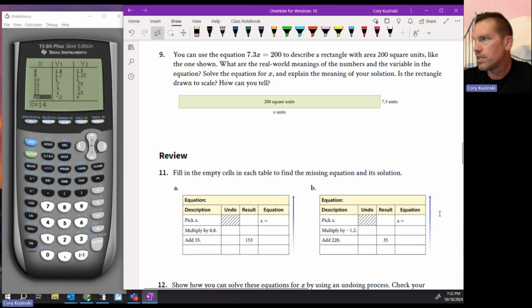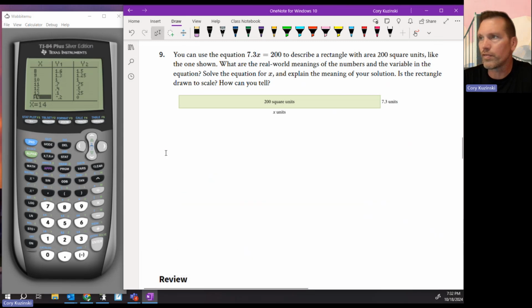All right, last one, number 9. This is all you. And then you get the review for homework. Okay, pause it, try 9. Here we go, last one, and I'm done making 6 videos, 3 for Math 8 and 3 for Algebra. You can use the equation 7.3x equals 200 to describe a rectangle with an area of 200 square units like the one shown. What are the real-world meanings of the numbers?